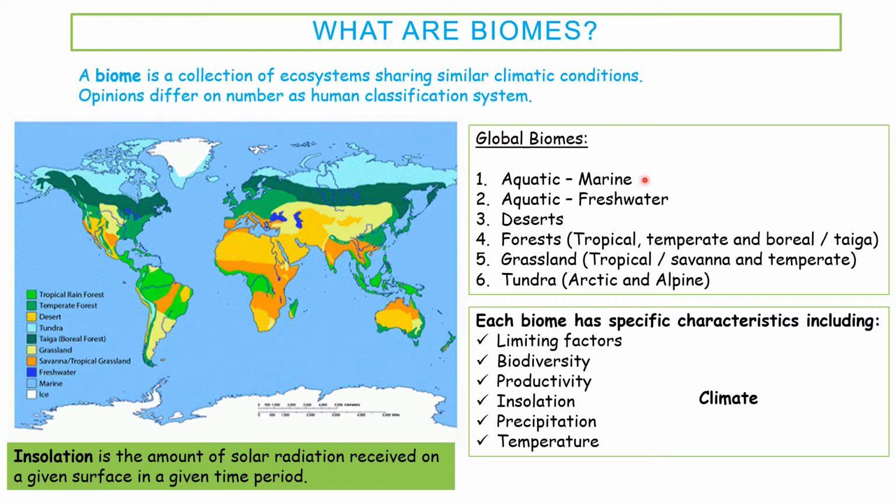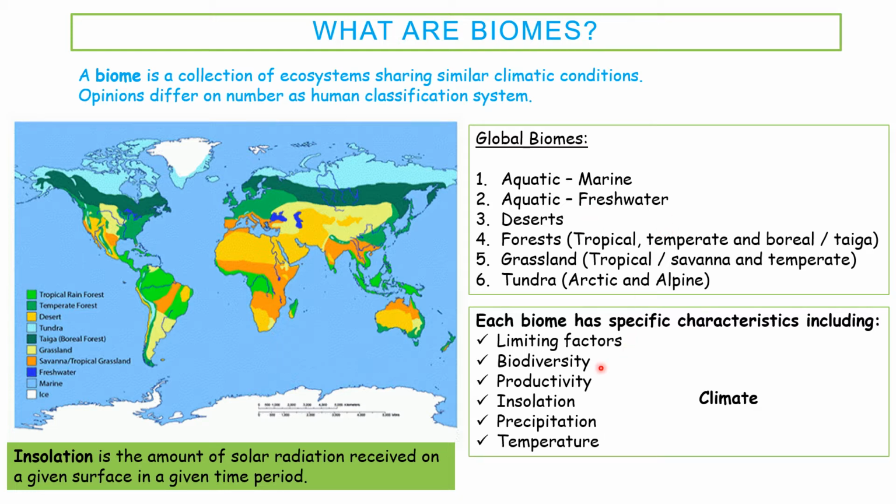Opinions differ on the number of biomes there are, but effectively you need to know aquatic marine, aquatic freshwater, deserts, forests, grassland and tundra. And you should know for each biome what the specific characteristics are, and this could be what the limiting factors are, so what reduces the amount of tropical growth, or growth for example. So for example, deserts have limited water and limited soil quality compared to a tropical rainforest.